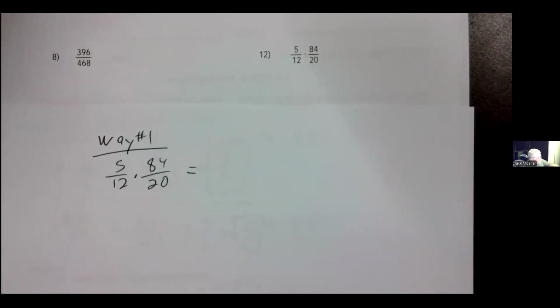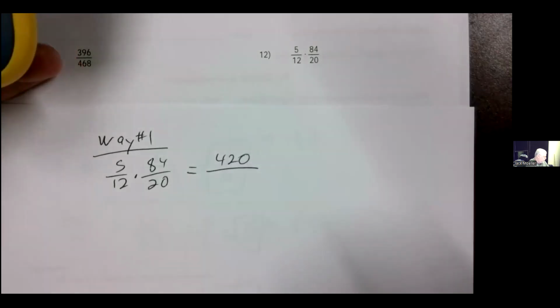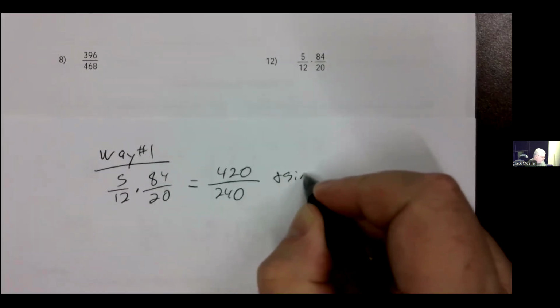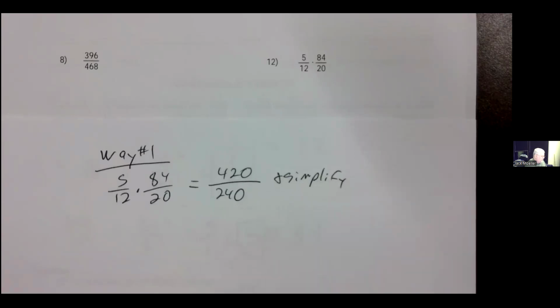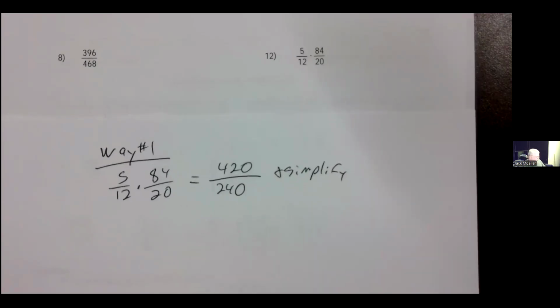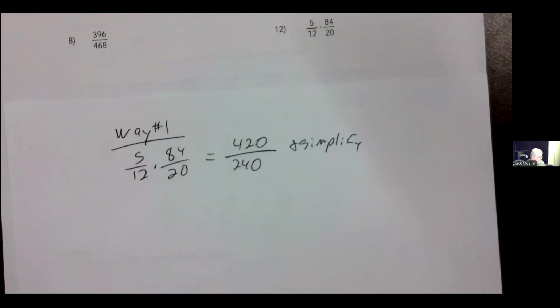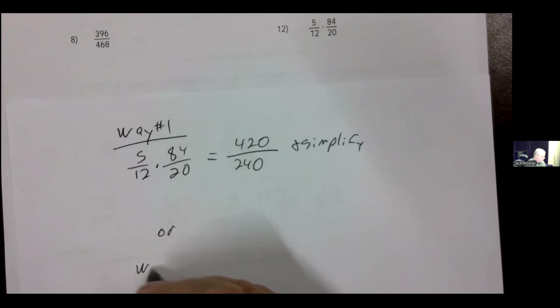All right, so let's just multiply this. We're going to do 5 times 84. And yes, I am grabbing my calculator. That's perfectly acceptable. So it's 420. 12 times 20 is 240. All right, so now you have to simplify. That's a 3-digit number. Yes, you could put it in your calculator, but if you're multiplying first and get those big numbers, I don't have as much sympathy because I'm trying to get you to simplify first. But just know that we could simplify that from there. Let's see what happens if we simplify first.